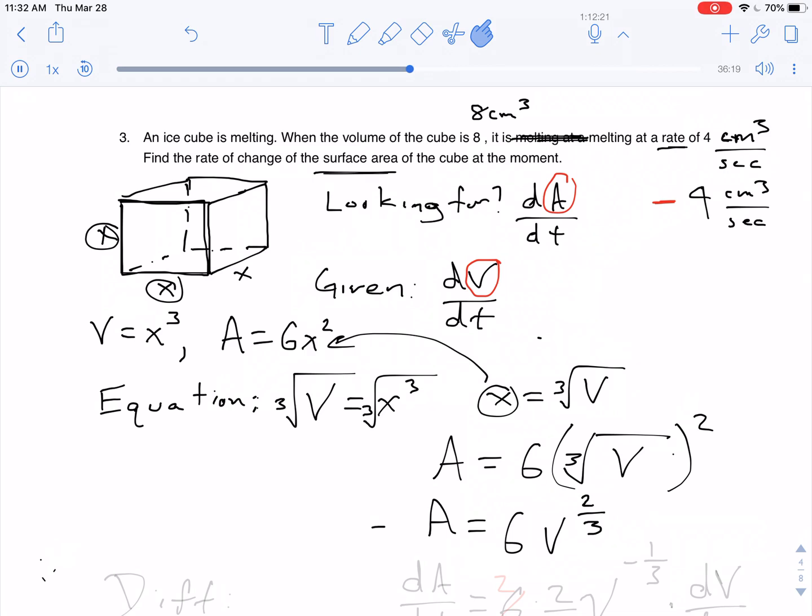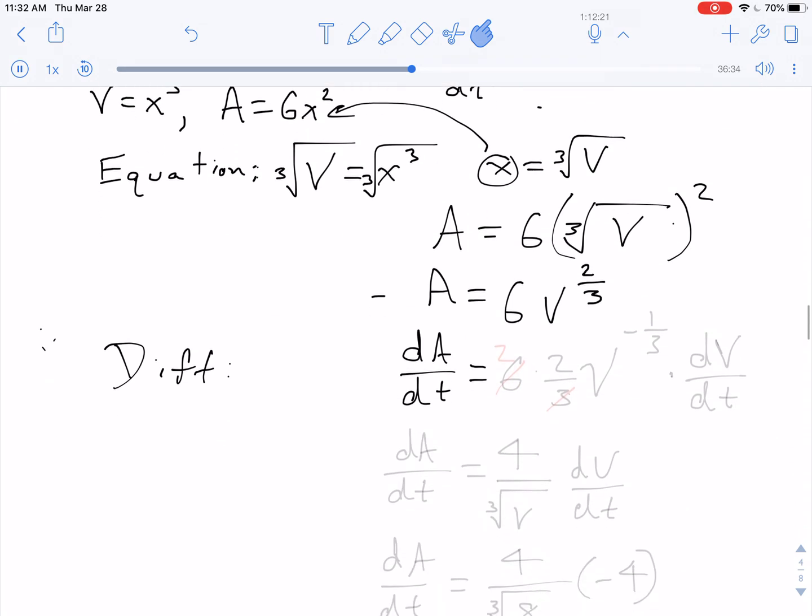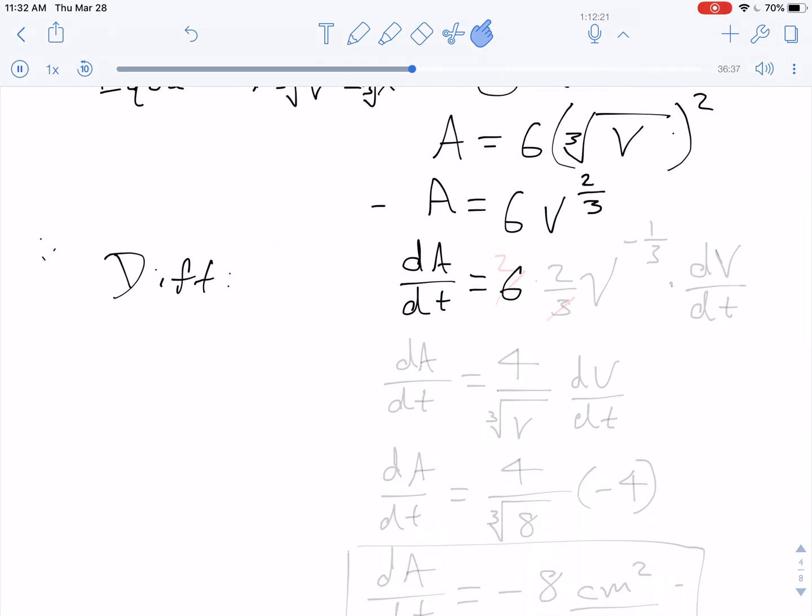Okay, we're getting there. So now talking about taking the derivative with respect to t. I'm going to take the derivative of A with respect to t, which is dA/dt. I'm going to take the derivative of this other side and say I get 6 times 2/3 V, subtract 1 for the power, so that would be negative 1/3 power, times, using chain rule. Don't forget the chain rule. V is a variable that we're taking the derivative of with respect to time, so chain rule applies.